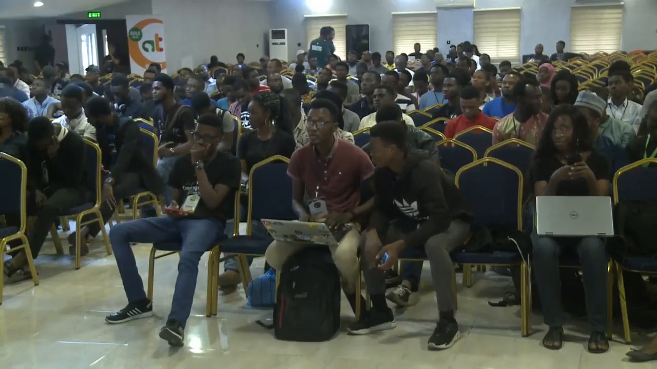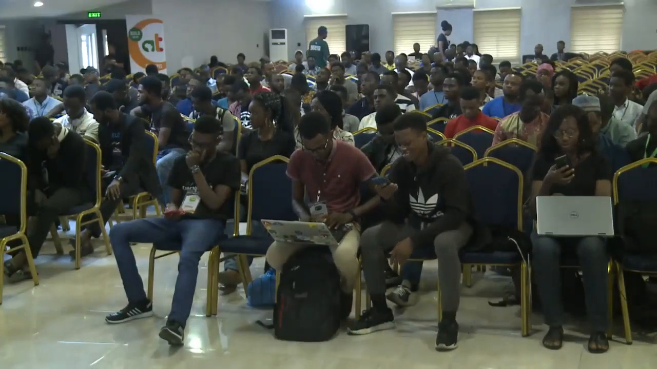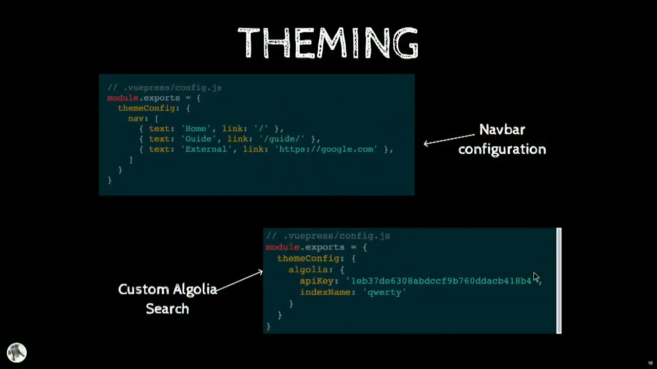So VuePress comes with a default theme, and this default theme is basically for documentation, right? So you can add different configuration if you want to. They have one configuration for the navbar. Everybody knows what a navbar is, right? If you want to add a navbar, this is the code you need. You just need a folder called .vuepress, and inside that folder you have a config.js file. Within that config.js file, that's where you'll be putting all the configurations you need for your VuePress site.